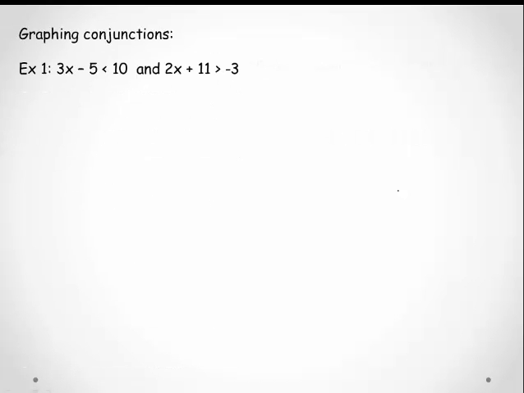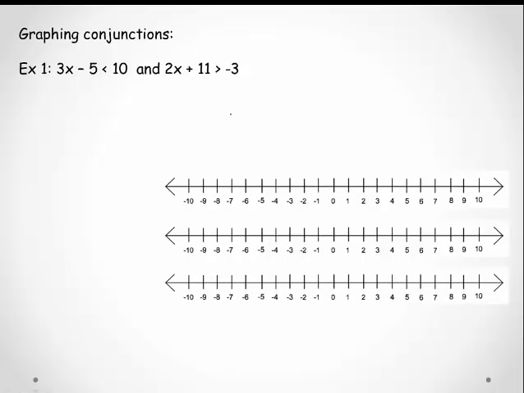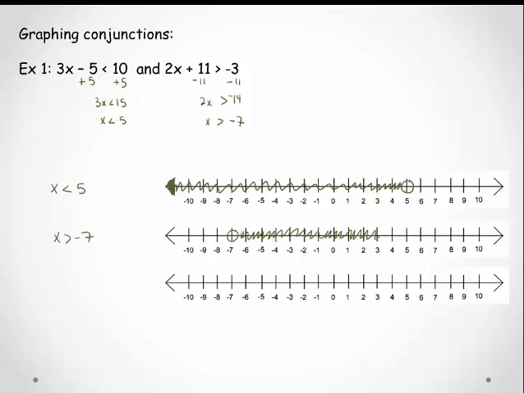To graph the conjunction, we have our first example. So we had our three solutions. Let's see, we'll solve this again really quickly. So x was less than 5, and x was greater than negative 7. What we do is we graph each separately first so that we're going to understand the concept. Okay, x is less than 5. We have an open circle on 5 and we graph this portion. When x is greater than negative 7, we have an open circle on negative 7 and we graph this portion.